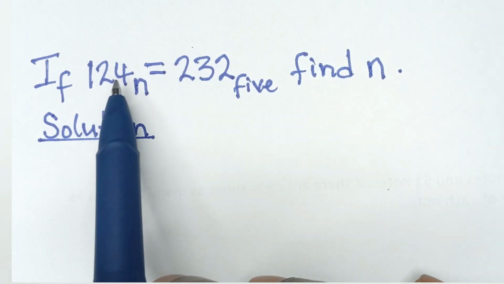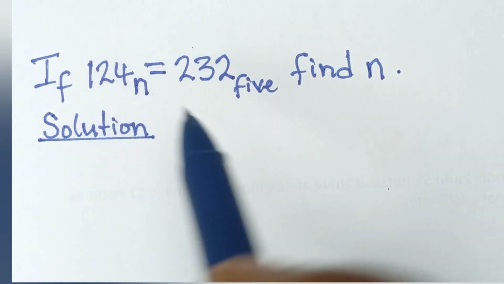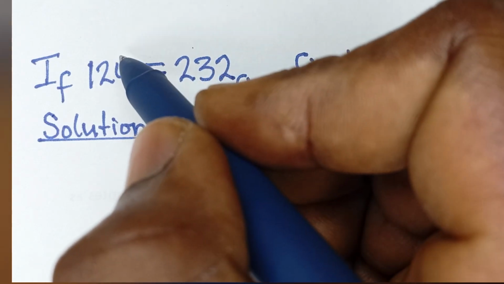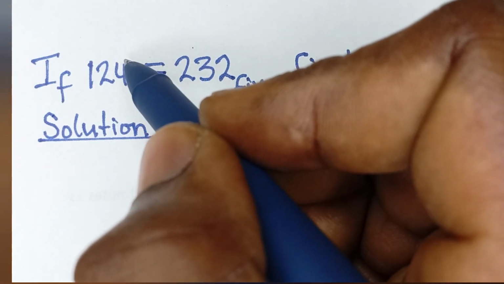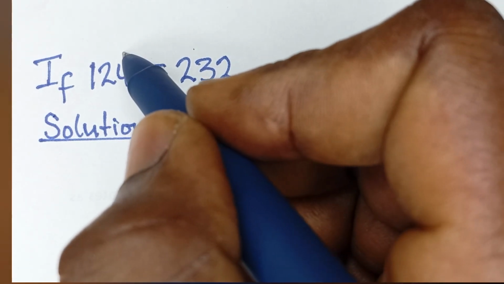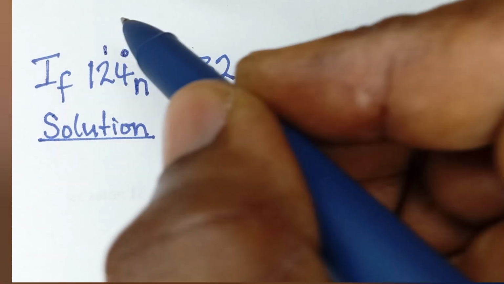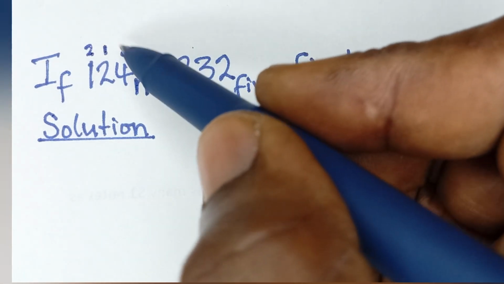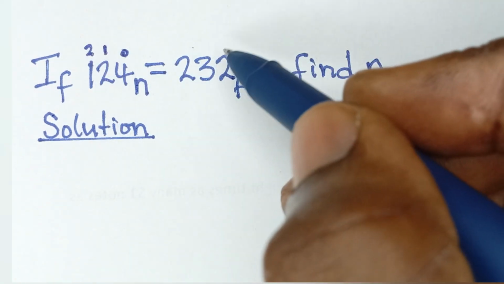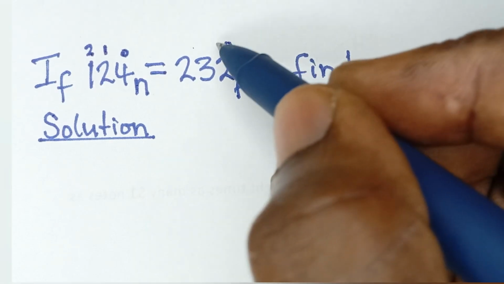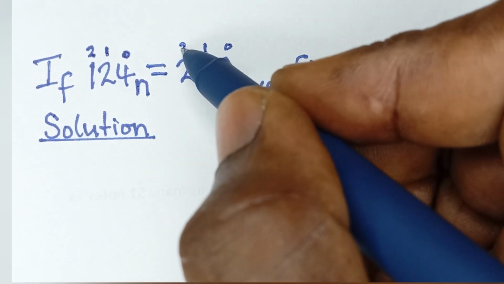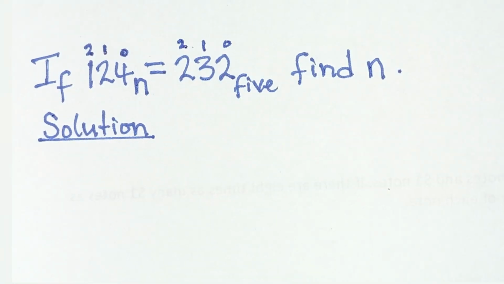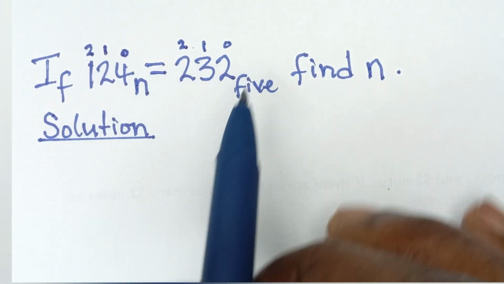Now, in order to convert this number to base 10, we assign powers to the number starting from the right hand side. So this 4 takes the power 0, 2 takes the power 1, and 1 takes the power 2. So that means 0, 1, 2. We also do the same thing to this part, 0, 1, and then 2.